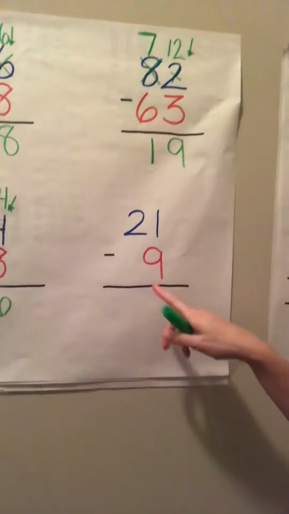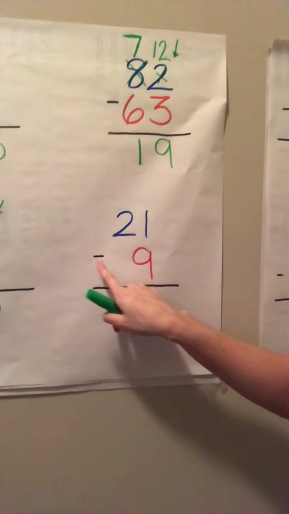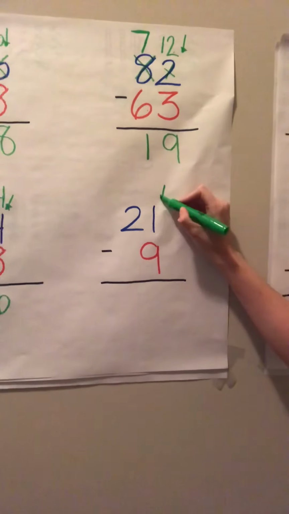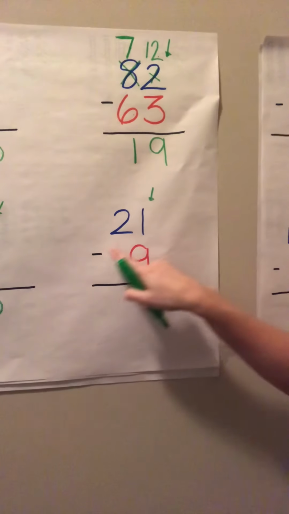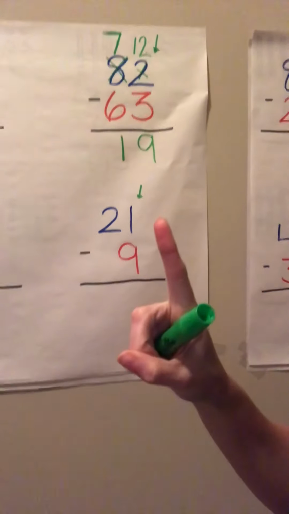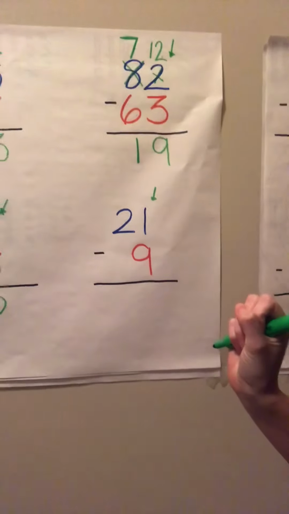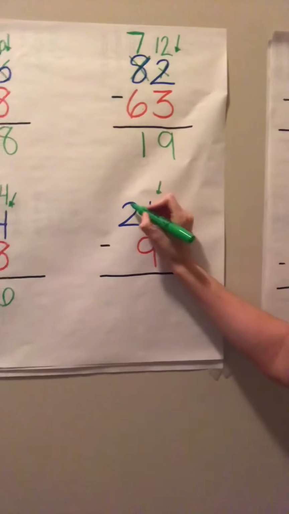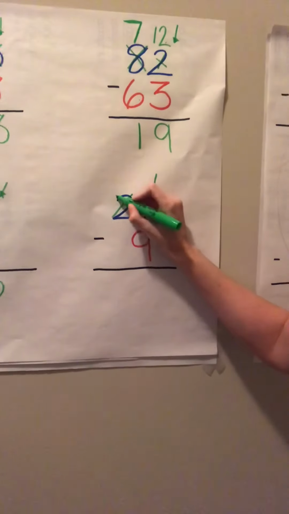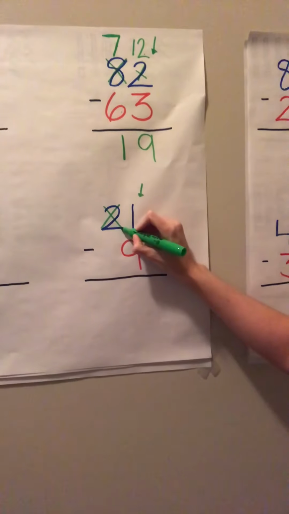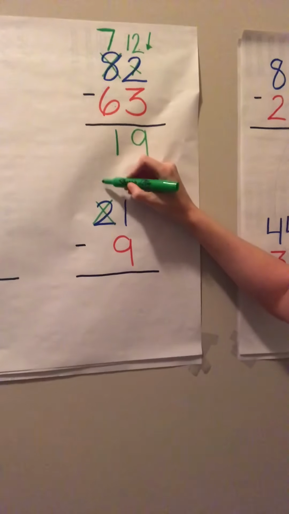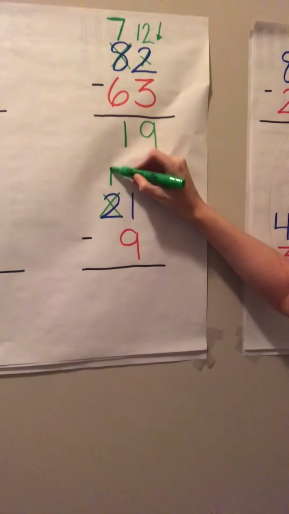Okay, we have one more to do. I have 21 minus 9. Again, we always start with our ones side. So I have 1 minus 9. If I have just 1, can I take 9 away? No, so I need to go and borrow. So I cross out my 2. And if I take 1 away, 2 and you take 1 away, you're left with, right, 1.